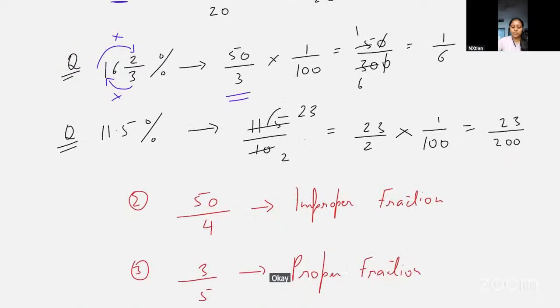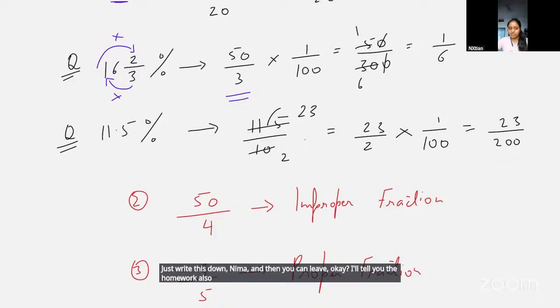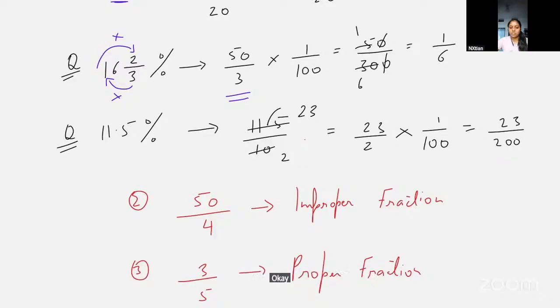When you get it in decimal point form, what do you have to do? You have to first remove the point. Just write this down, Eva, and then you can leave. I'll tell you the homework also. Write: remove the point, and then multiply it with 1 by 100, and what you get will be the answer.